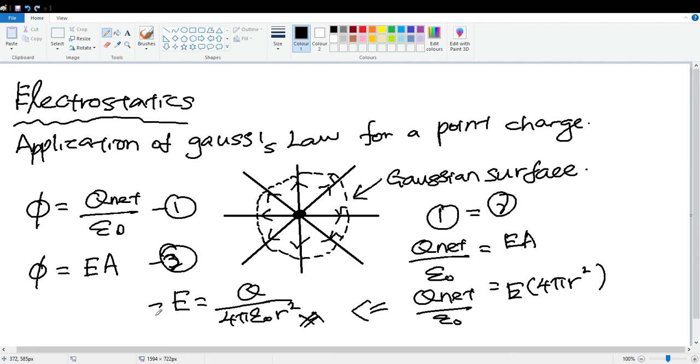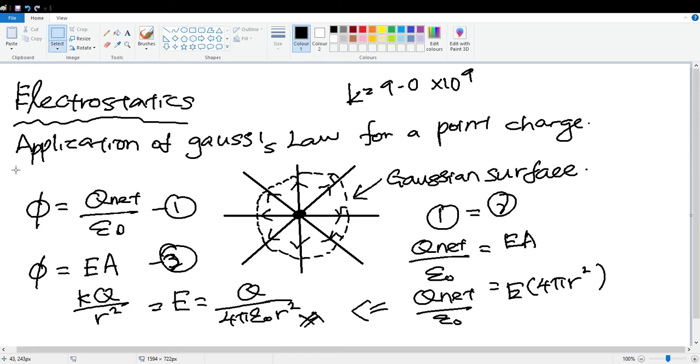What we can do is simplify this formula by converting this 4 pi epsilon naught into one constant, which is k, so E equals kQ over r square. The value of this k is equal to 9.0 times 10 to the power of 9. Alright, so this is the application of Gauss law for a point charge.